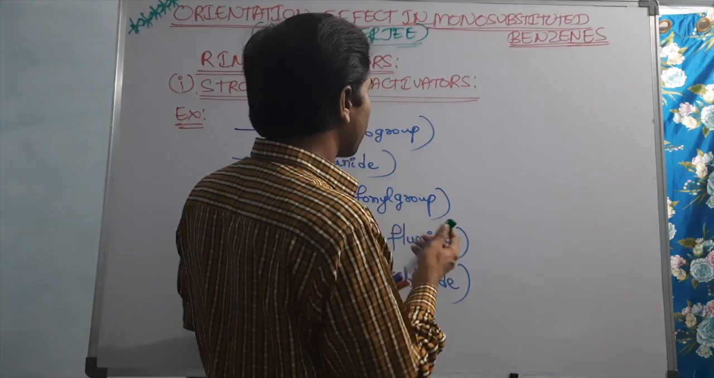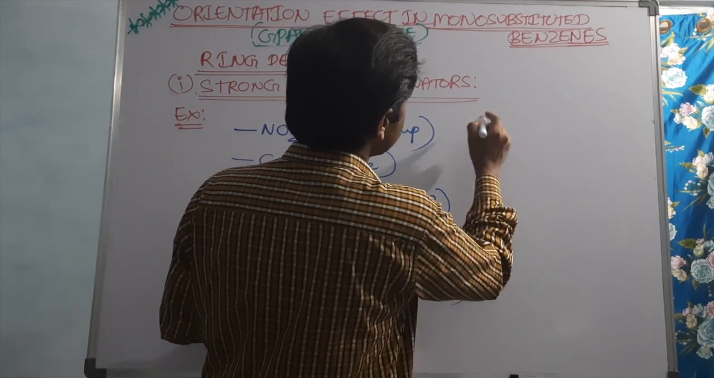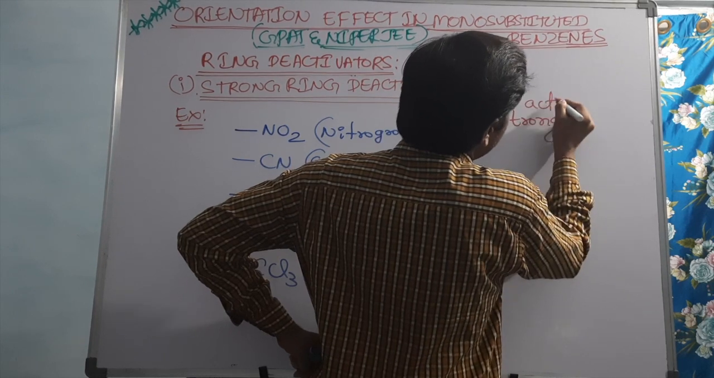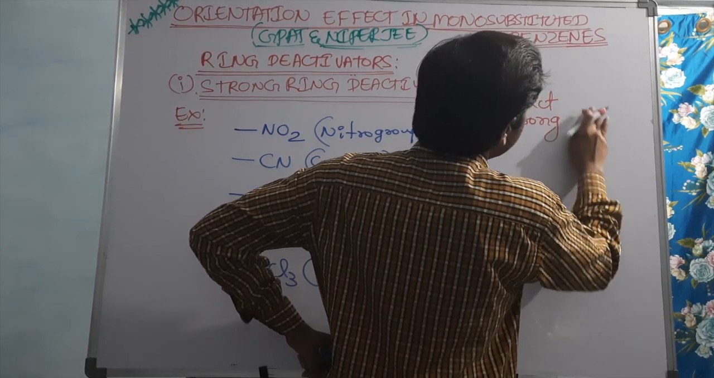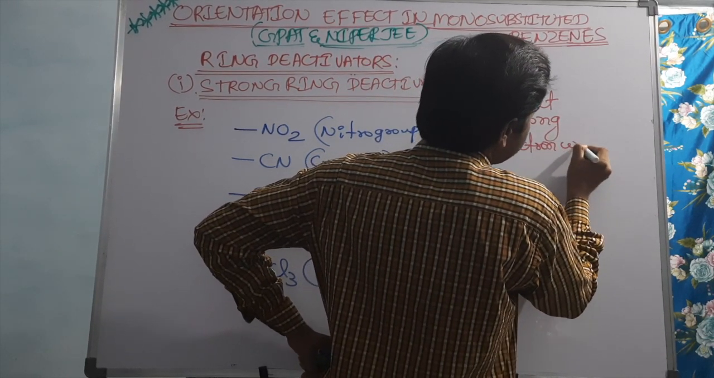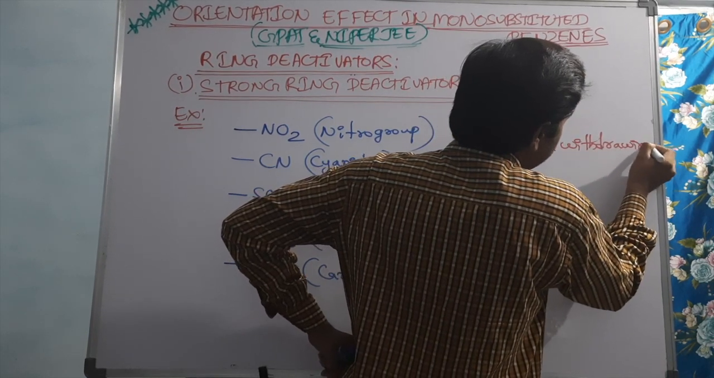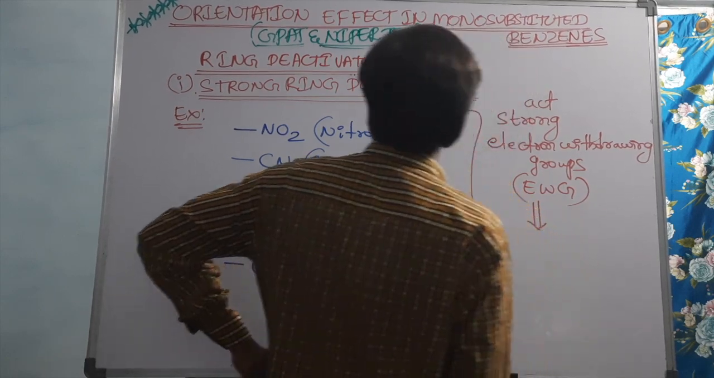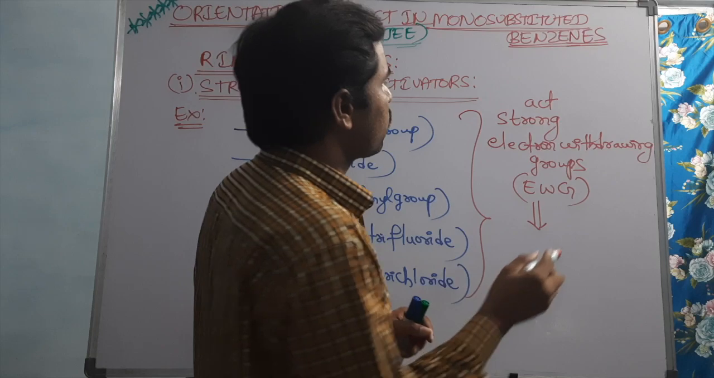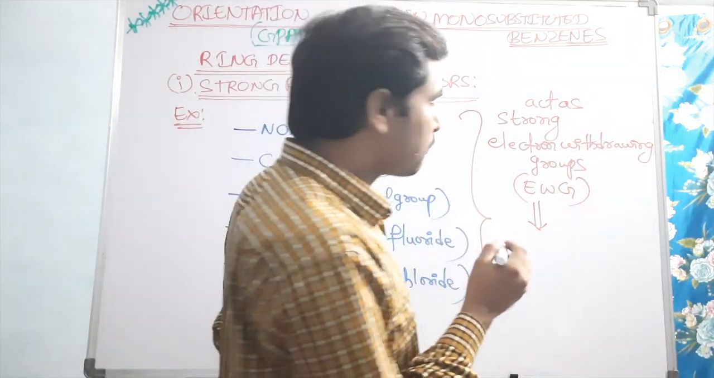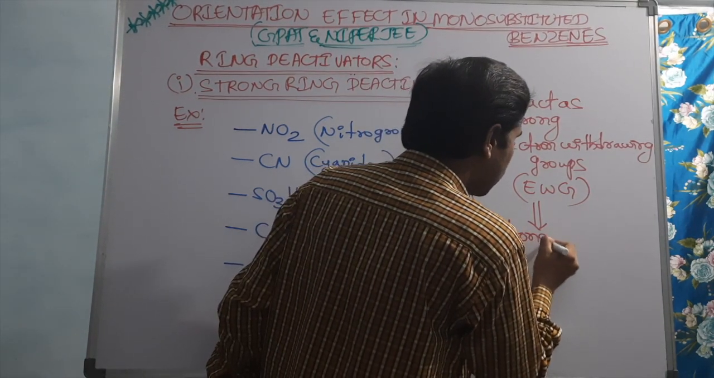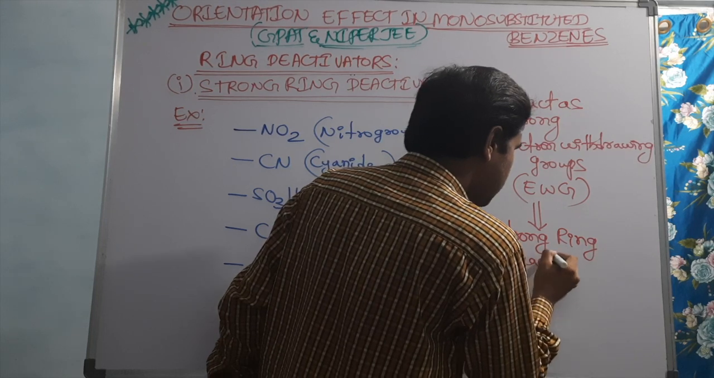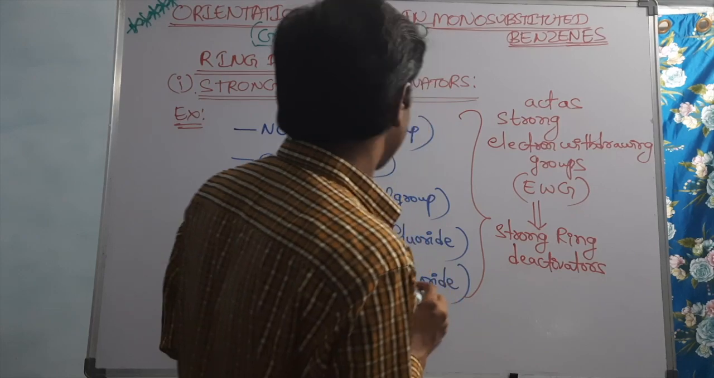How can these groups act as strong ring deactivating groups? All these compounds can act as strong electron withdrawing groups, EWG. Because these compounds act as strong electron withdrawing groups, they act as strong ring deactivators.